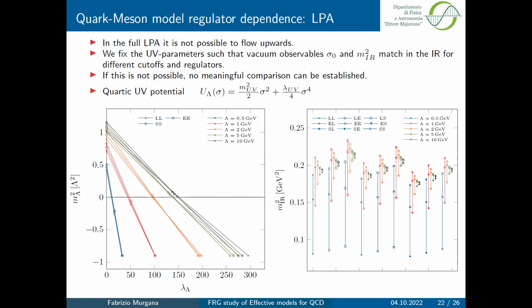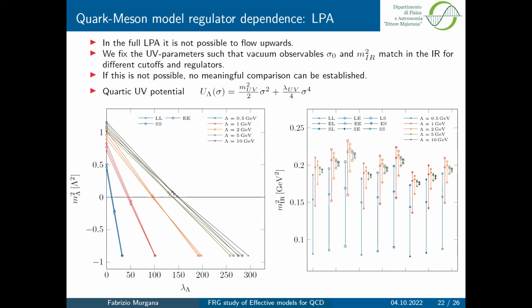But is it really possible? Then you need to study the so-called parameter space. You start with your quartic potential in the UV at different cutoffs, and then you see how these parameters can be chosen in order to fix the IR values. On the left, you see the two parameters, and all these lines, for different regulators and different cutoffs, contain the same IR minimum.